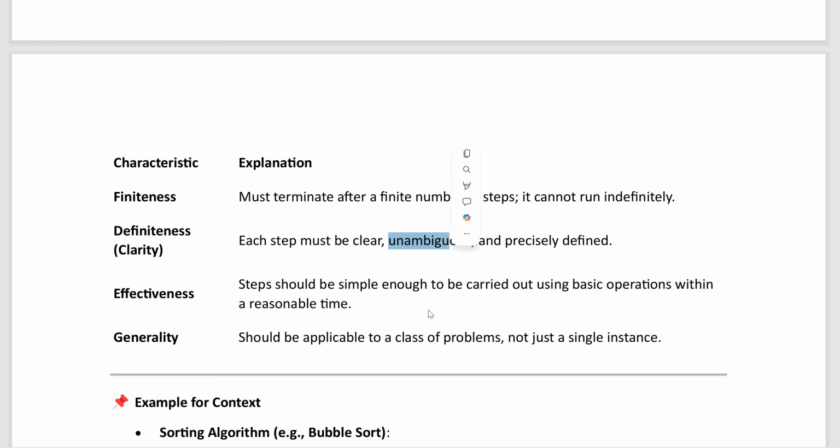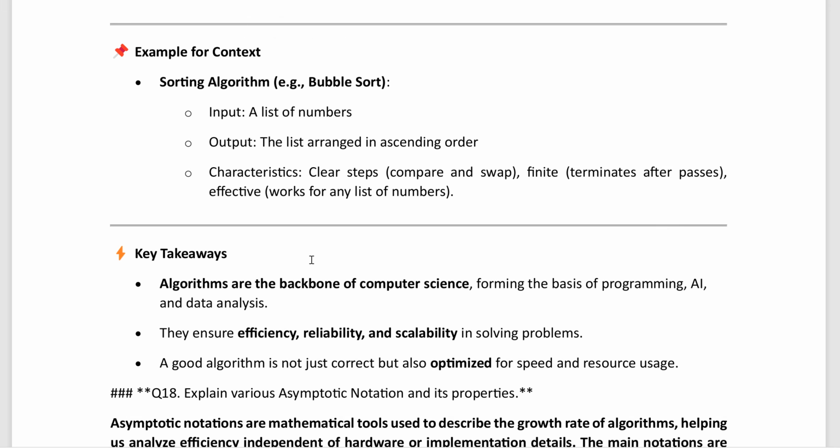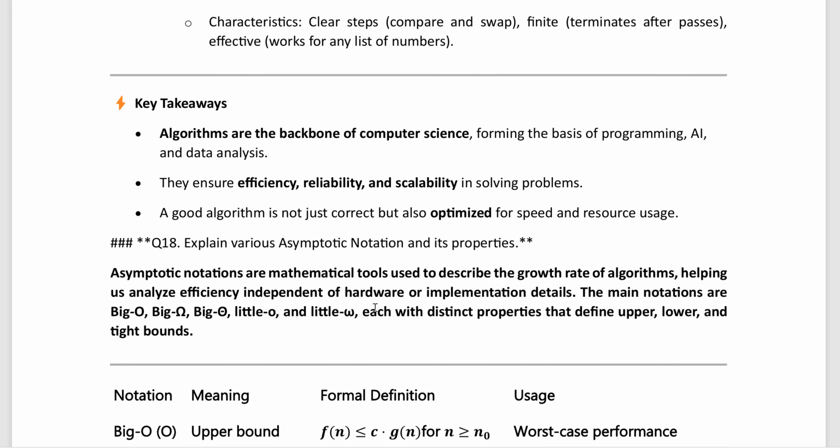Each step in an algorithm must be clear, unambiguous, and precisely defined. Unambiguous means there should not be any confusion. Steps in an algorithm should be simple enough to be carried out using basic operations within a reasonable time. Clear? So this is an example of a sorting algorithm. The key takeaways are: algorithms are the backbone of computer science, forming the basis of programming, artificial intelligence, and data analysis. Algorithms ensure efficiency, reliability, and scalability in solving problems. Right?